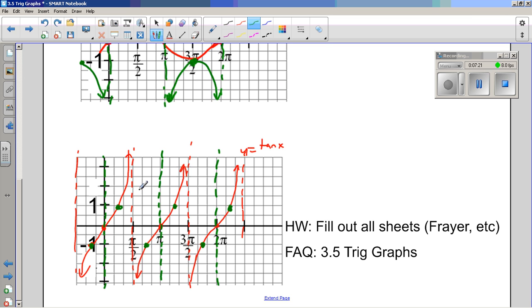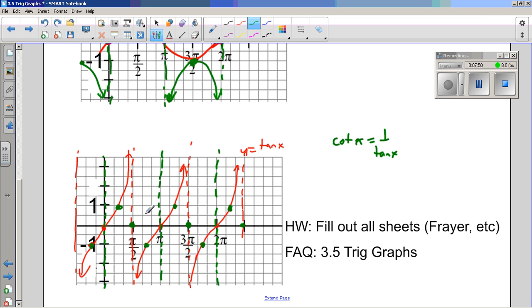Now, because we know that cotan x is 1 over tan x, what happens when this is an asymptote? What do you think happens here? Remember, the other way, when this is 0, this has got an asymptote. So when this has got an asymptote, what do you think happens here? Yeah, it does. It has a 0, just like this. And asymptote there, just like that, just like that.